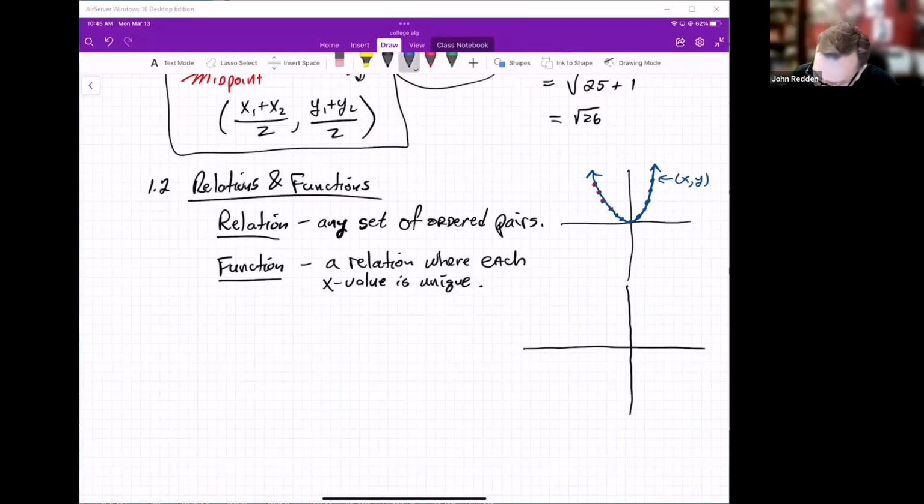Now let's compare that to, say, the graph of a circle. We will be graphing circles later. Okay, so let's say this is a circle where we have a radius of 1. And that's our unit circle.